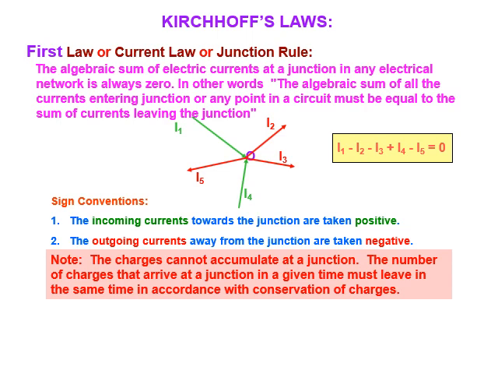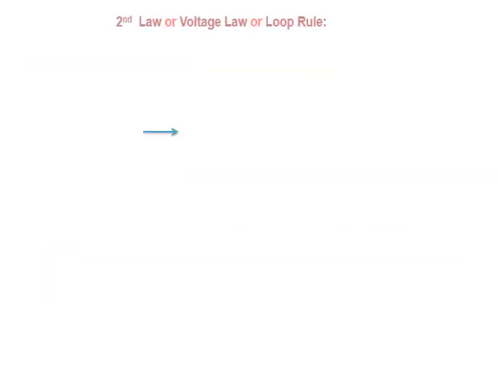You know that charges cannot accumulate at the junction. The number of charges that arrive at a junction in a given time must leave in the same time, according to the conservation of charge. Now, the second law, or you can say the voltage law or the loop law.